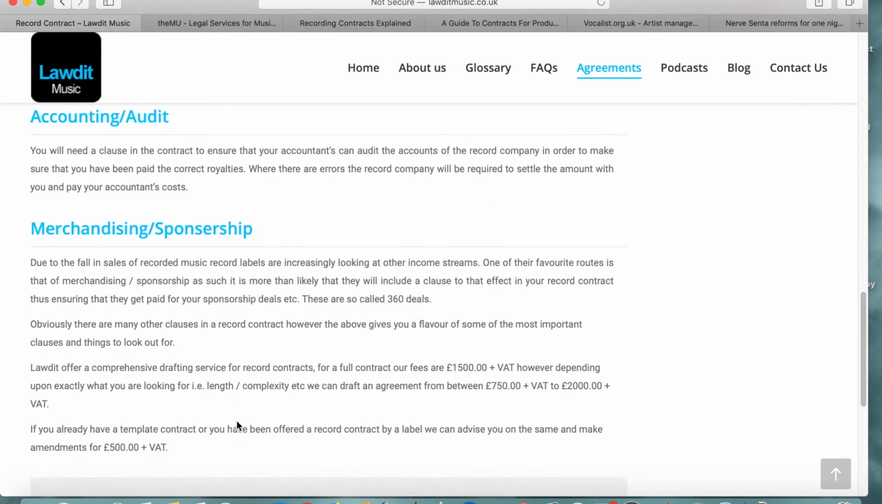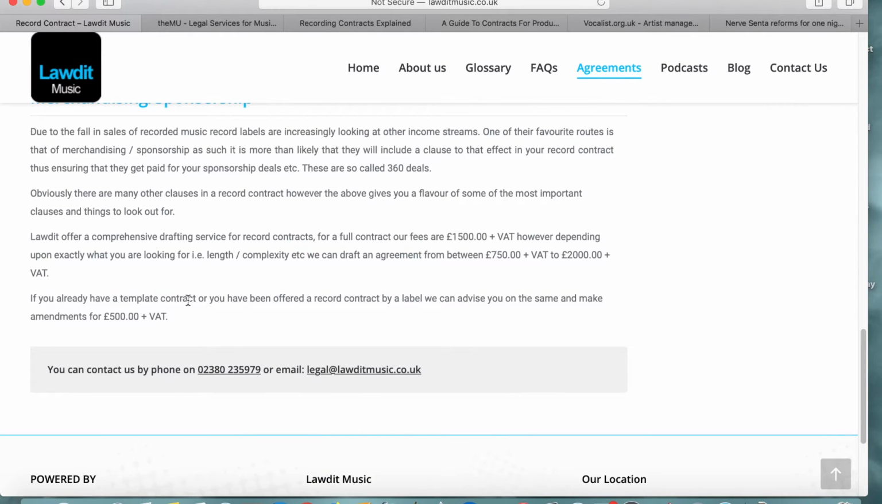Where is it? Here it is. Laudit offers a comprehensive drafting service for a recording contract. They say it's a recording contract, but it could just as easily be a management contract. Their fees are £1,500 plus VAT. It could be less: a draft agreement could be between £750 plus VAT and £2,000 plus VAT.